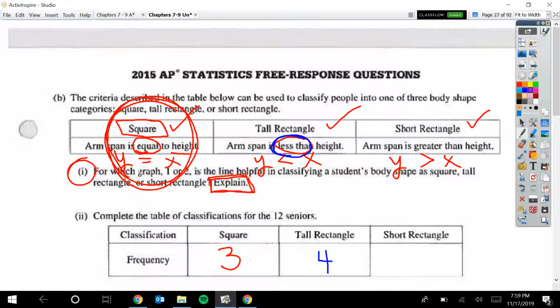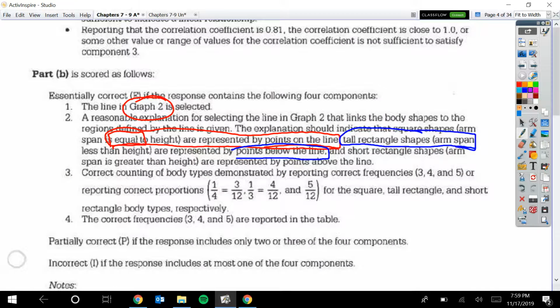For short rectangle, the arm span is greater than. So you would have to describe that in your guidelines. The short rectangle shapes are represented by the points above the line. Okay, so this is a big one right here. Having to talk about how you would know which is which.